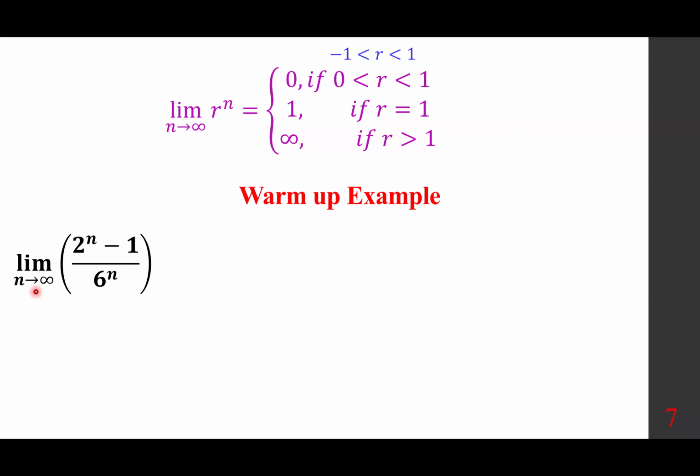So we separate it into two pieces. This one is 2 to the power of n over 6 to the power of n, and this is minus 1 over 6 to the power of n. So this would be the methodology to come up with the answer.